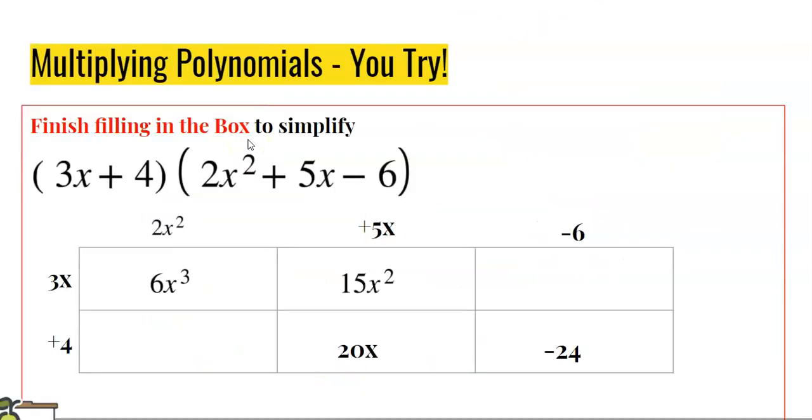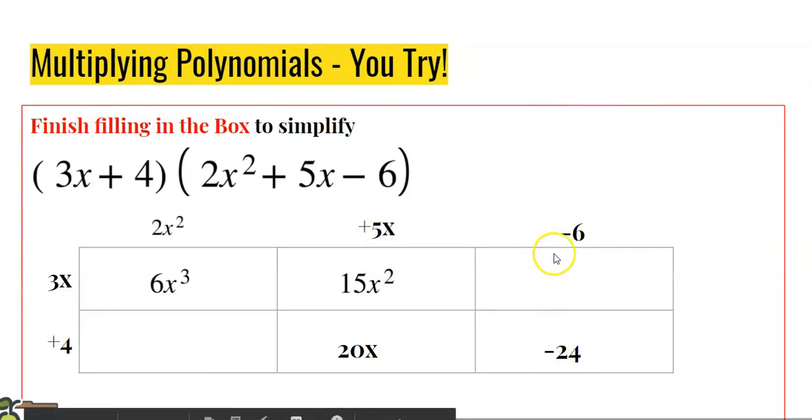So example 3, once again from your notes template, same idea. Outside my box, I'm going to write each term for my parentheses. So here's 2x squared plus 5x minus 6. On the side, I'm going to write my 3x plus 4. Inside, I'm going to be multiplying. So 2x squared times 3x is 6x cubed. 5x times 3x is 15x squared. 5x times positive 4 is 20x. Negative 6 times positive 4 is negative 24.